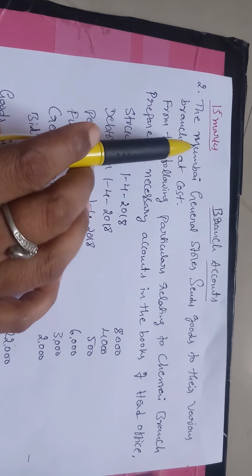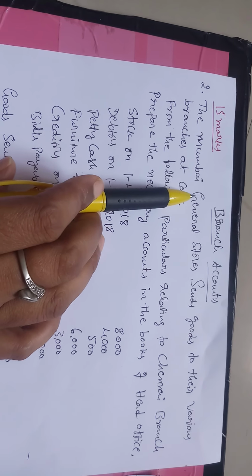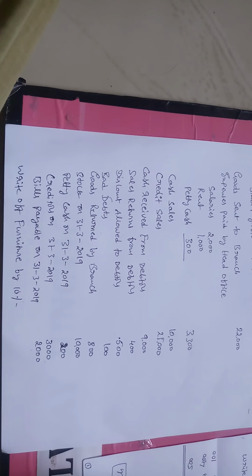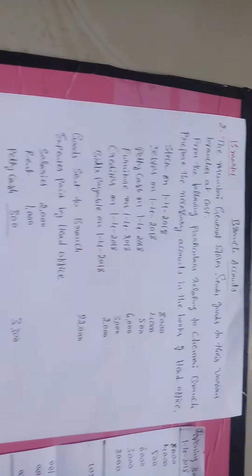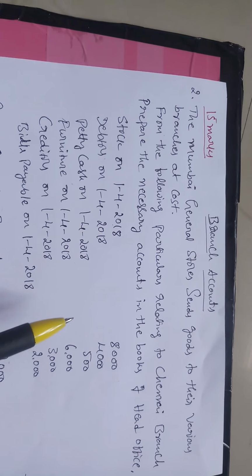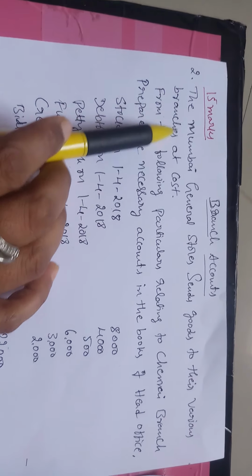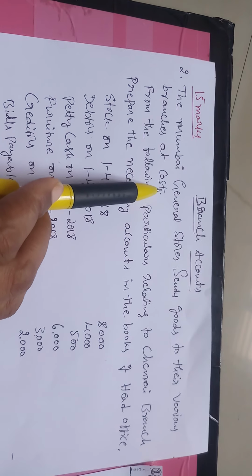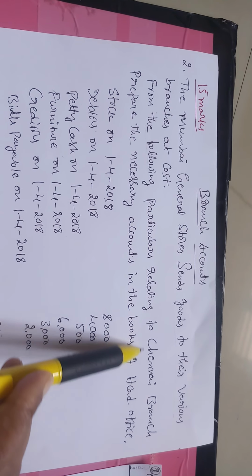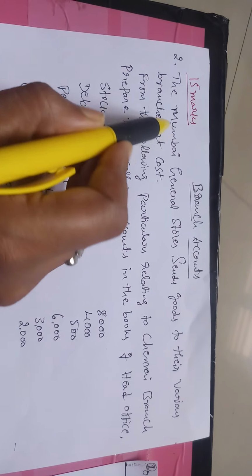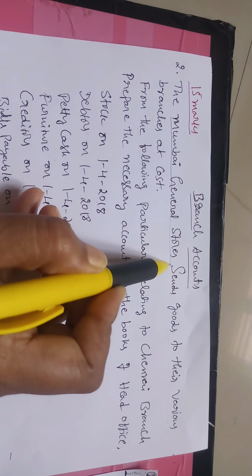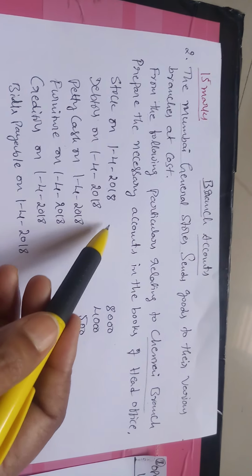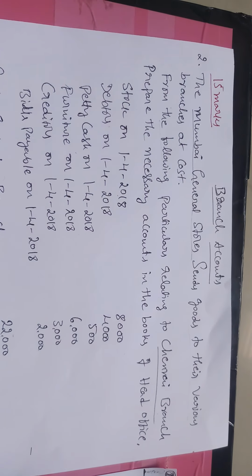Please watch the full video. This is the problem. I'm not reading the full problem, but I'm showing you a different method of solving it. The Mumbai General Stores sends goods to their various branches at cost, from the following particulars relating to the Chennai branch. So the head office is Mumbai General Stores, and the branch is the Chennai branch. These are the necessary information given here.